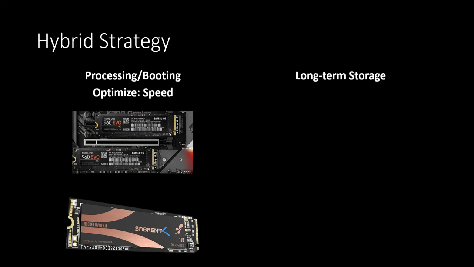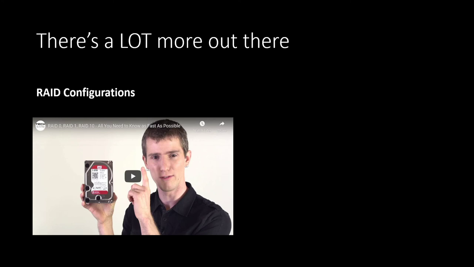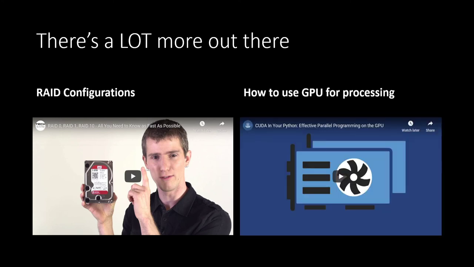And then the second thing you'll probably want to optimize is long-term storage, like where are you going to put your data to make sure it doesn't get degraded over time. And for this, you'll probably want to optimize costs. So for that, I'd recommend a spinning disk or a solid-state drive. And the thing with spinning disks is if you're not using them all the time, then they're relatively safe. And of course, there's a lot more out there on hard drives and how to properly use a GPU for processing. And I recommend you learn more about that if you want to.